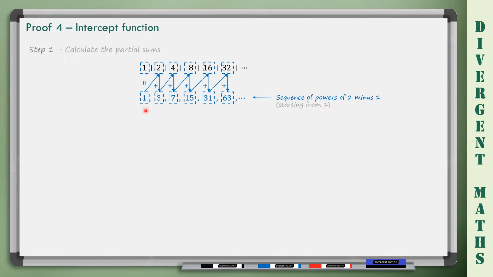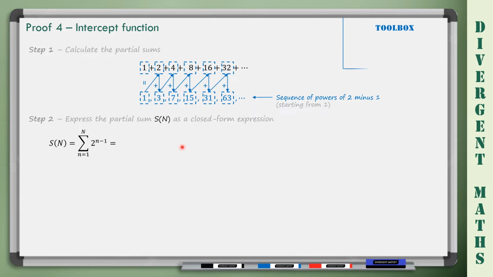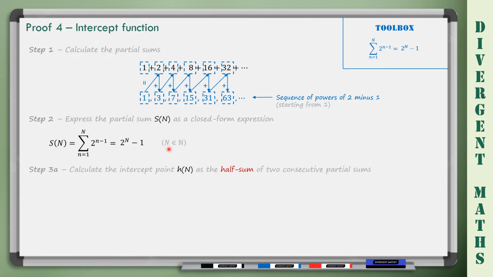Starting from the index n equal 1, we express the partial sum S of n, uppercase N, which is the index that I'm using to number the sequence of partial sums, as a closed form expression. So the sum from lowercase n equal 1 to uppercase N of 2 to the n minus 1 is equal to, let's open the toolbox, 2 to the power of N plus 1, one more than what we have inside there, minus 1. Here it is, N being an integer.